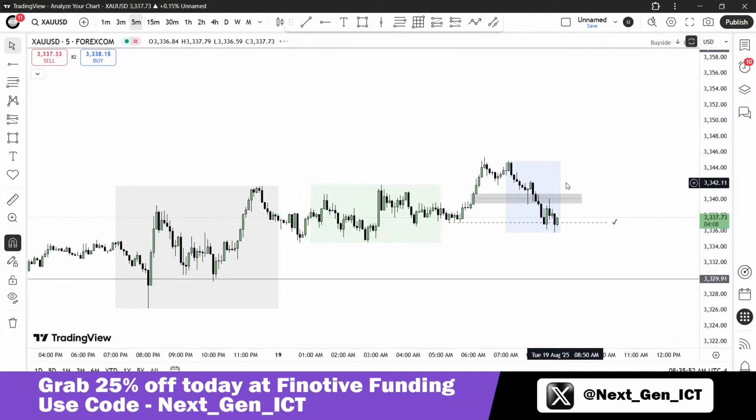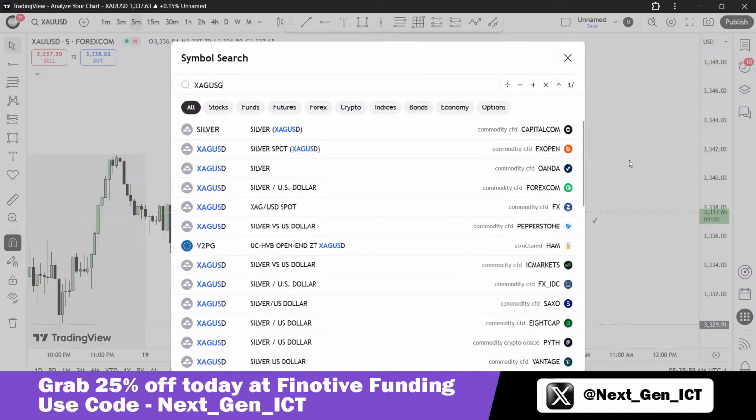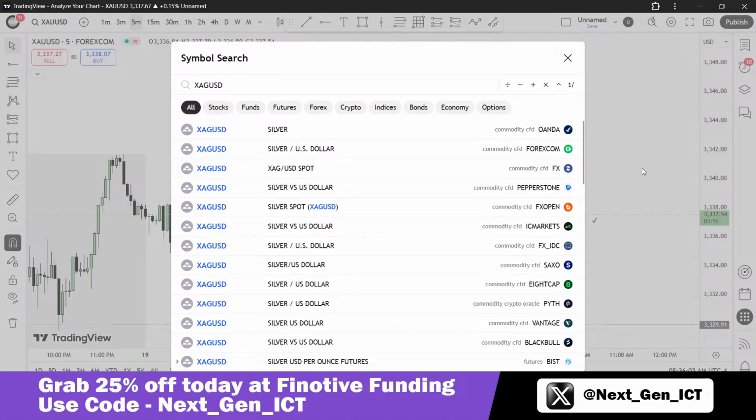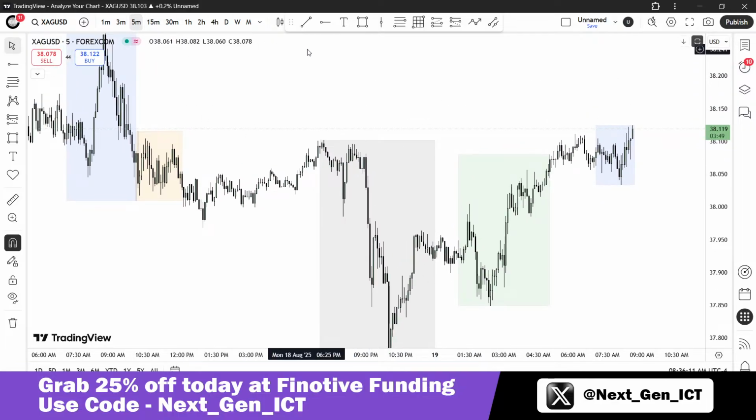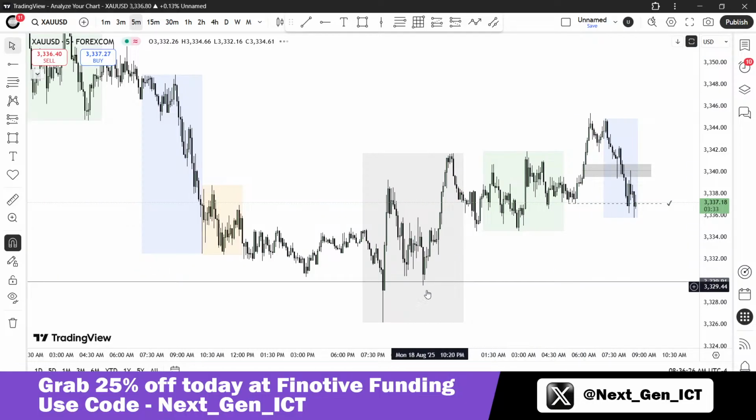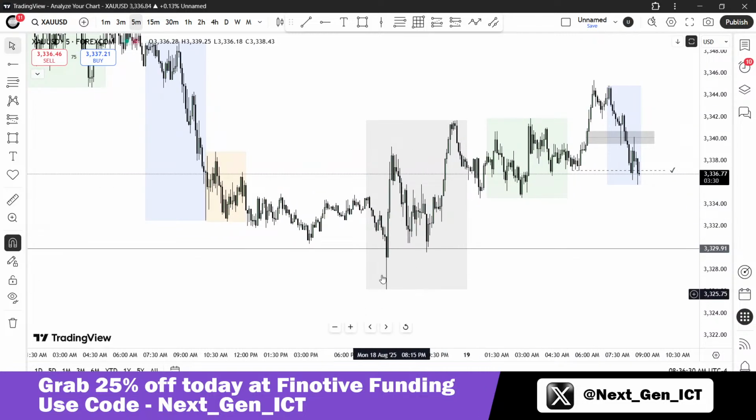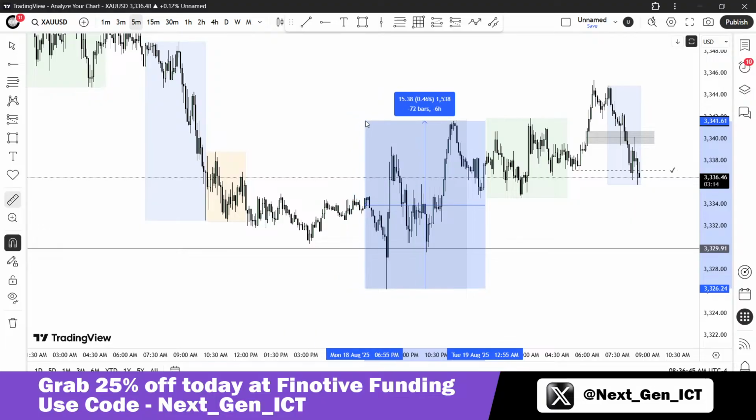Sometimes, me personally, I don't touch this pair. Gold and silver, I do not touch these two pairs. It may sound silly, but I think ICT concepts don't work well with these pairs. And talking about those kill zones, gold doesn't even do anything within those kill zones. Look right here. It moved like half a percent right within the Asian session. Fuck, man.